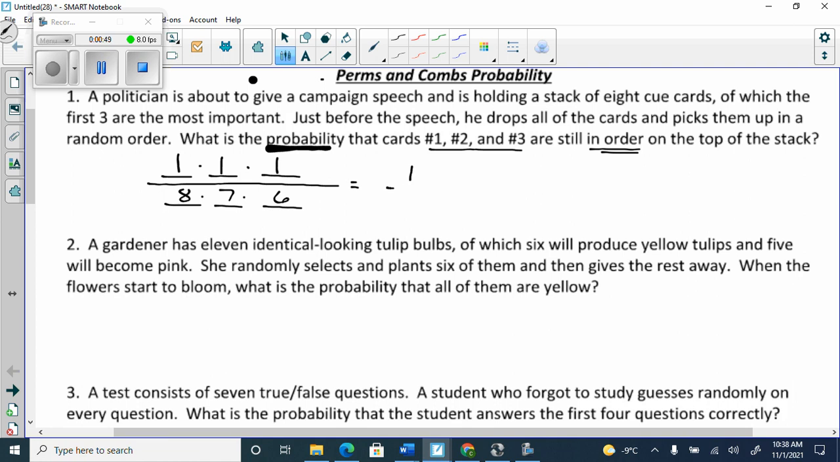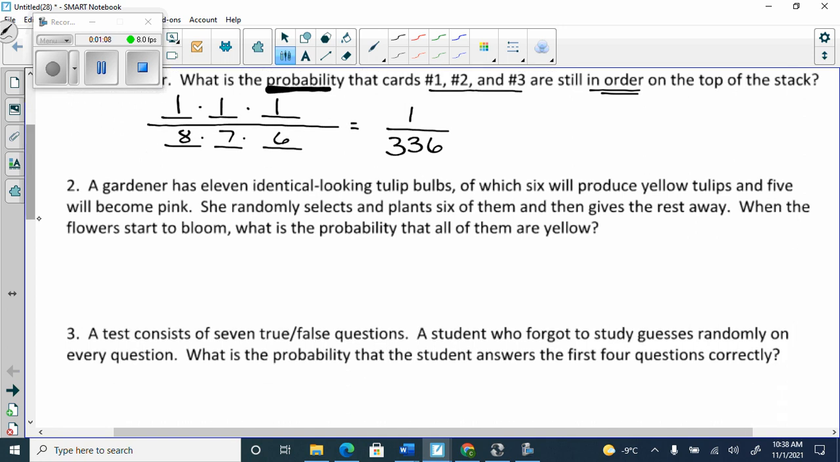And what did that reduce to? 1 over something. I can't remember what this is. What's 8 times 7 times 6? 336? Is that what you said? Oh, I only heard the 36 part, and I was like, has to be much larger. That makes sense. Okay.